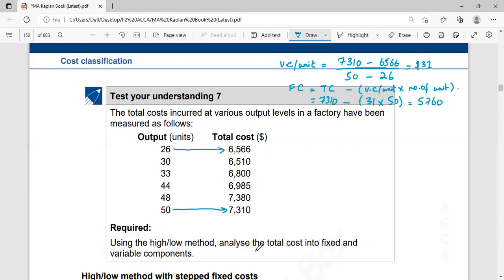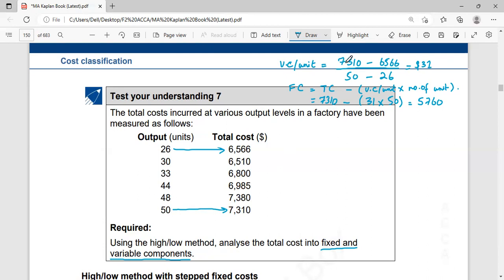So that's it. That is my answer, because in this question he has just asked me to split the cost into fixed and variable components. Now take the lowest cost in the place of the highest and take the lowest units and let me know what is the answer of fixed cost. Now take the lowest one. 6566. It's the same. 5760. It will be the same.